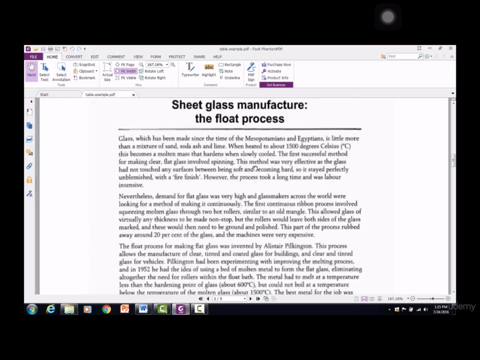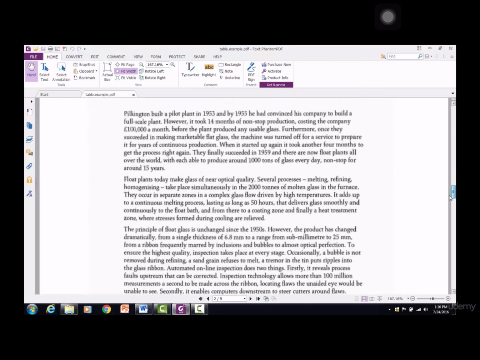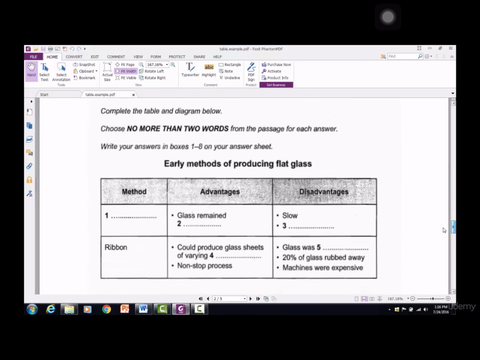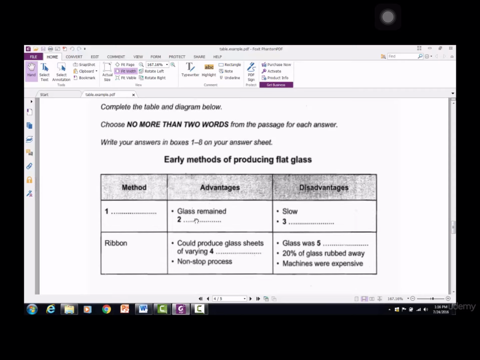All right, our next sentence says this method was very effective as the glass had not touched any surface between being soft and becoming hard, so it stayed perfectly unblemished with a fire finished. This method was very effective as the glass had not touched any surfaces between being soft and becoming hard, so it stayed perfectly unblemished. All right, so our answer for number 2 is unblemished, right?